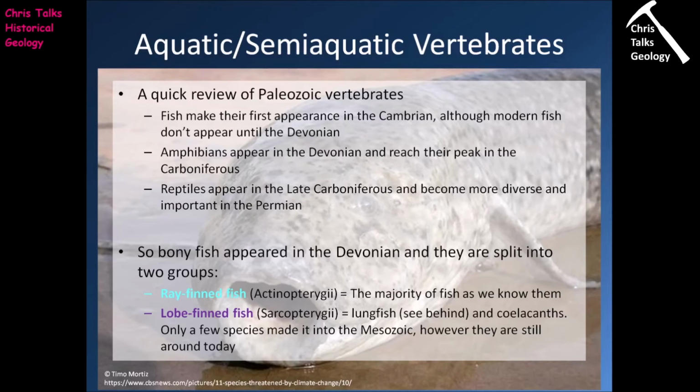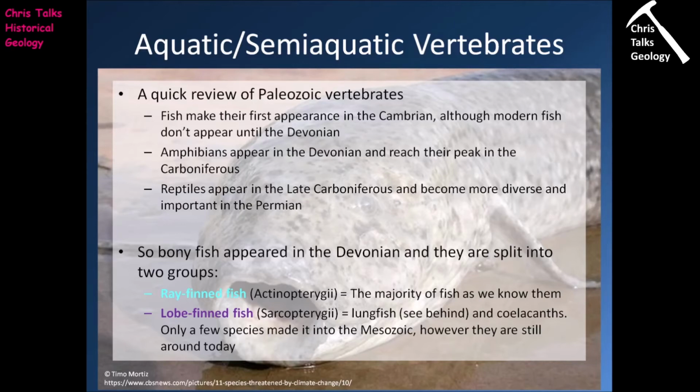So we see amphibians appear in the Devonian, and of course amphibians evolved from a class of fish which we call the lobe-finned fish, and the amphibians are going to reach their peak in the Carboniferous. Now, in the Carboniferous, we are also going to see the amphibians evolving into the reptiles, and we're going to see the reptiles very quickly diversifying and becoming very, very important in the Permian.